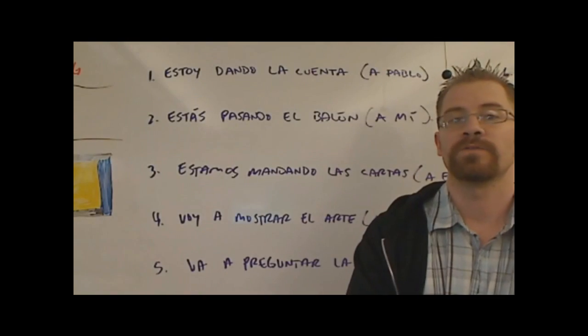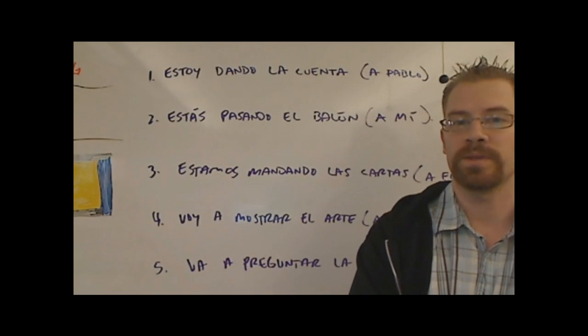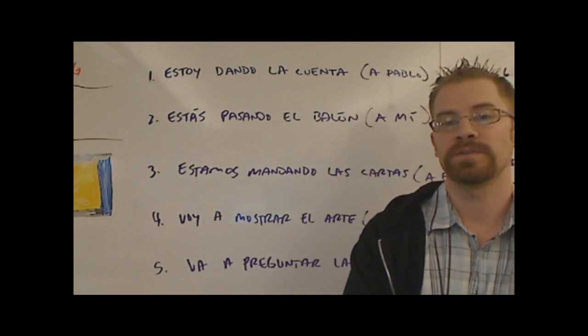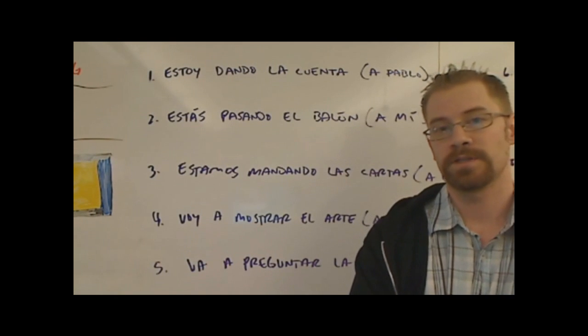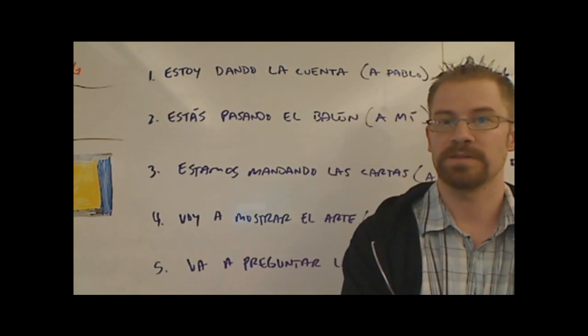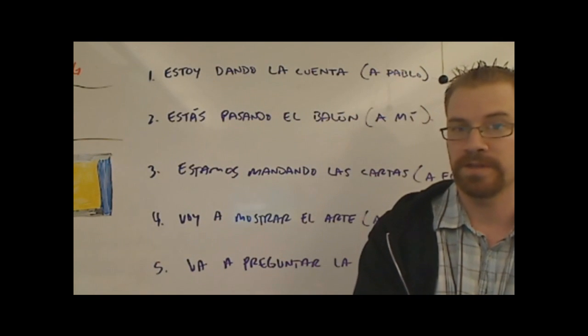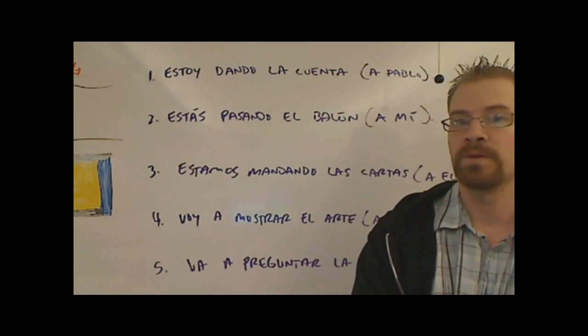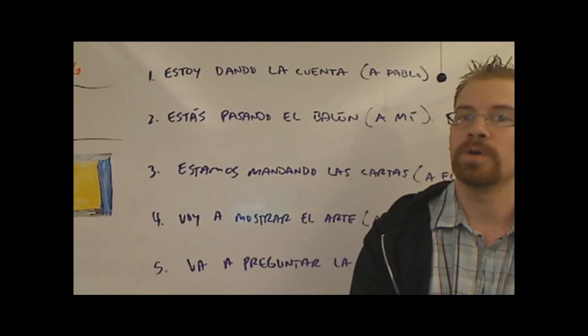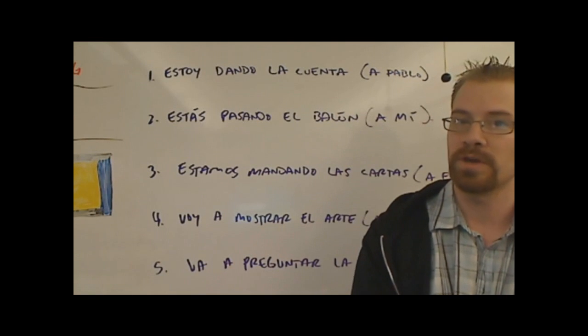Here we go. Okay, so for this first sentence, I have Estoy dando la cuenta a Pablo. Now what I'm going to do is find the direct object noun and the indirect object noun. I'm going to change them to pronouns, and I'm going to put them in the correct part of the sentence. I'm going to show you how to do these first 5 sentences. There's 2 ways I can rewrite them with both the pronouns in them. I'll give you the easy one first, and I'll show you the one that's a little more complicated using accent marks.